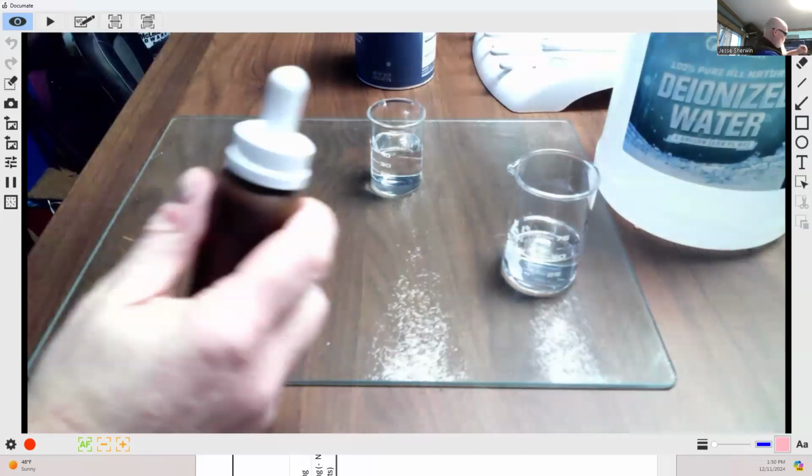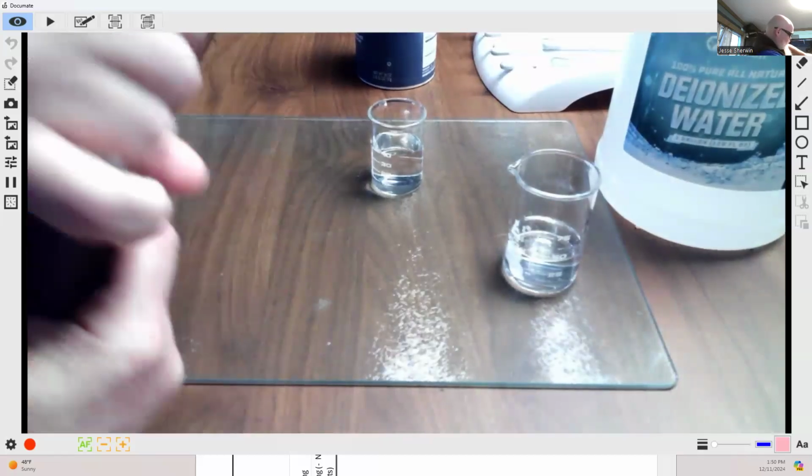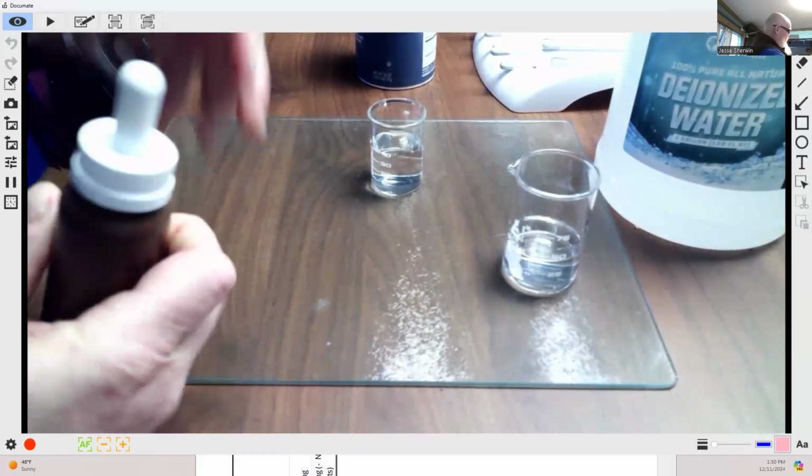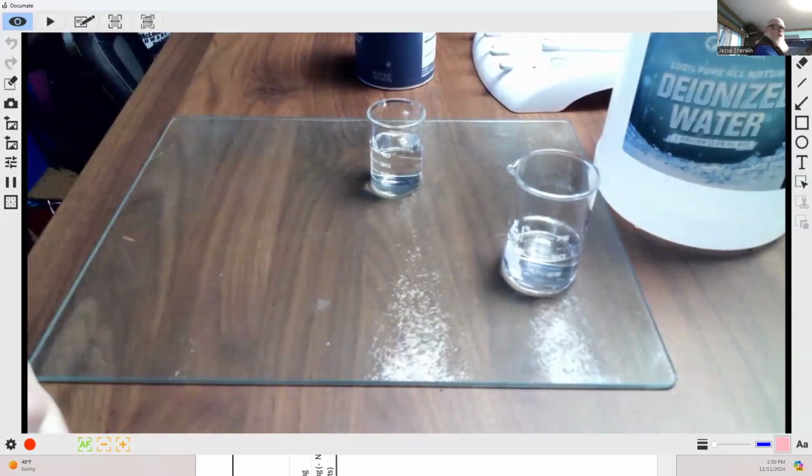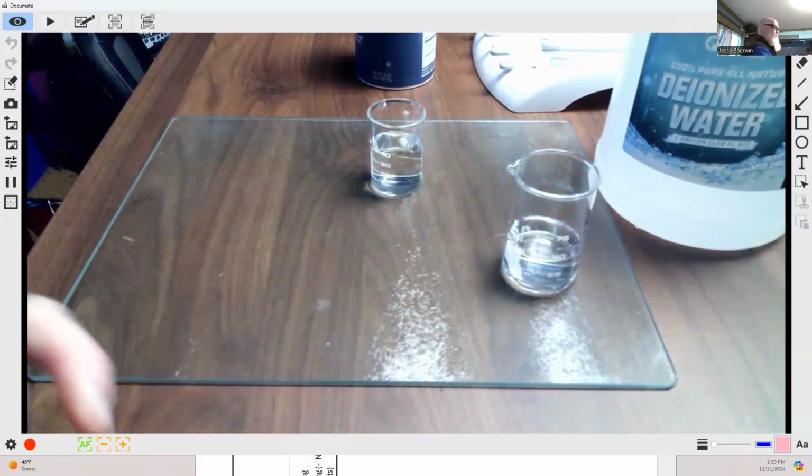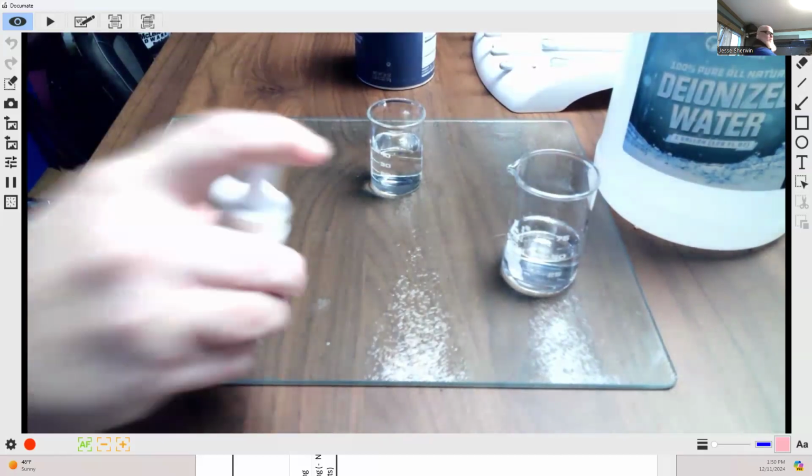All right, so I'm going to take 3 drops in each container here. We have one with salt and one without salt. Which one should show us something? I should probably take this up first. It's been a year since I used it.